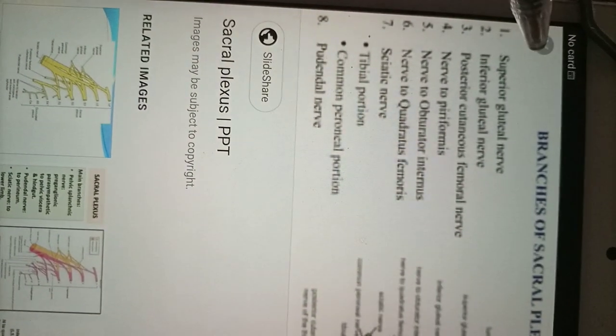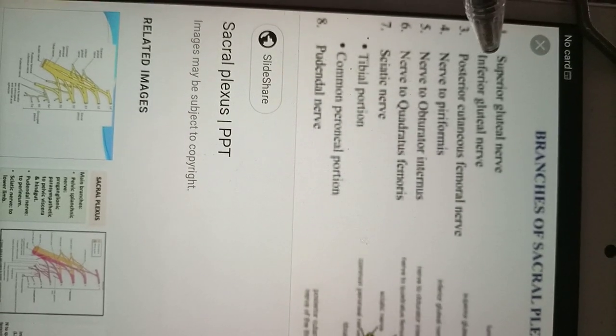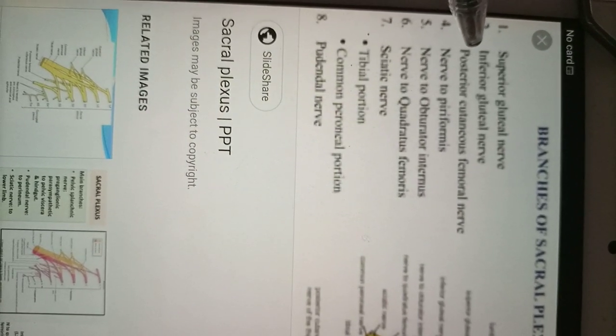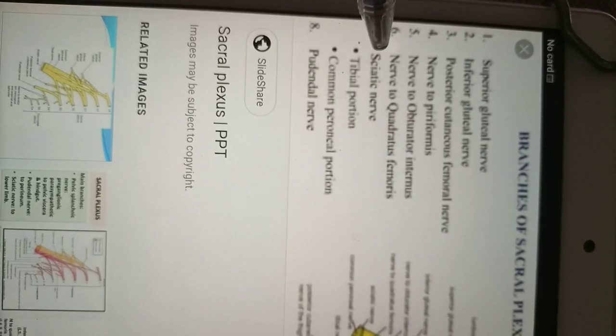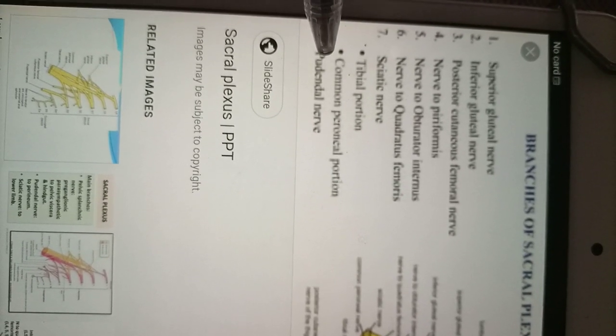Okay, so these are the complete representation of the nerves: superior and inferior gluteal nerve, posterior femoral cutaneous nerve, piriformis, obturator, quadratus femoris nerve, sciatic nerve, which gives two branches, and the end one is the pudendal nerve.